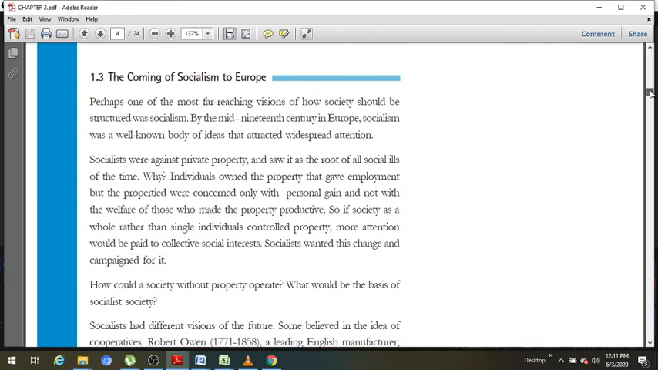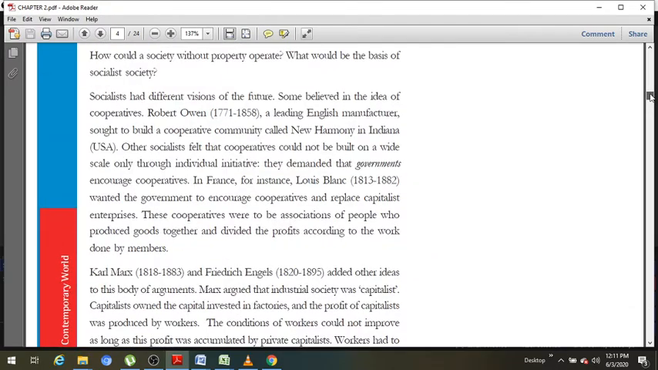Now, how could a society without property operate? What would be the basis of a socialist society? This is a very good question and it must be understood here. If there is no property, then how could society operate? There would be chances of conflict, since without property human beings might not be able to fulfill their needs. So socialists give a solution for this.